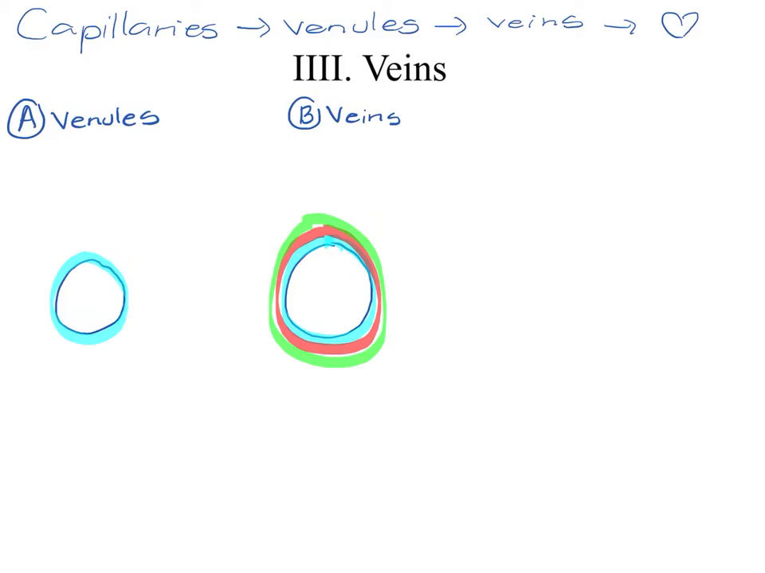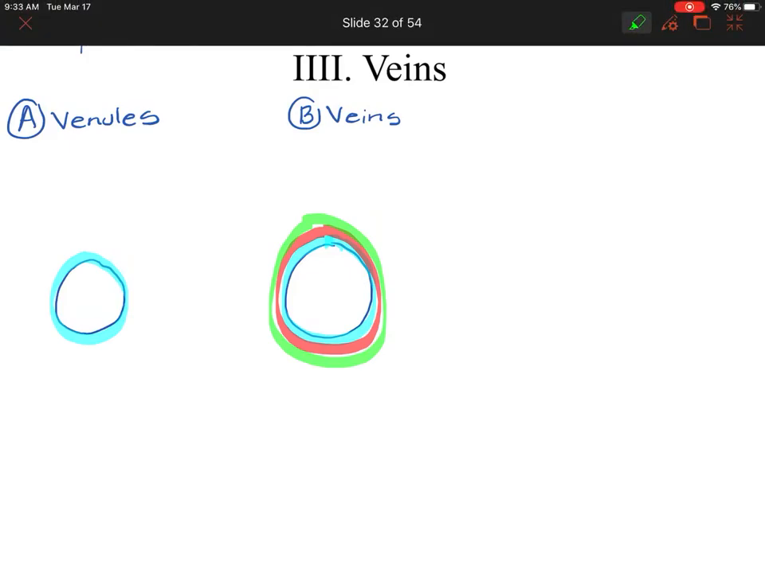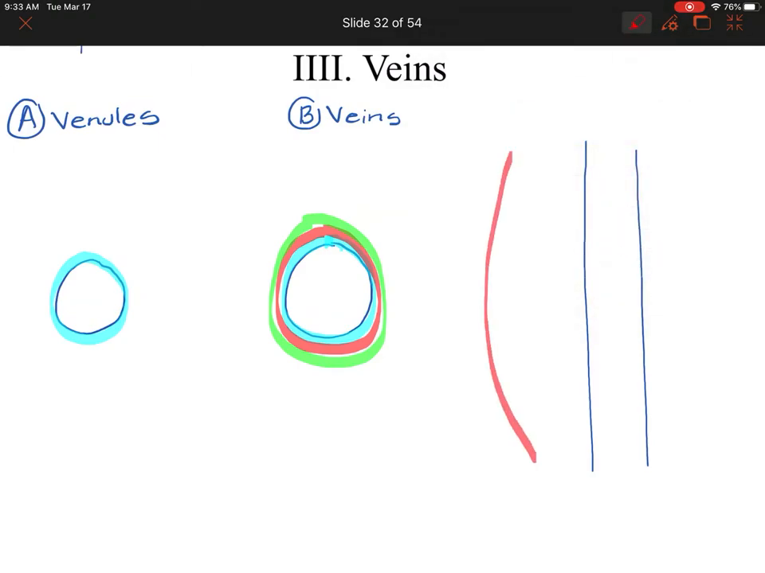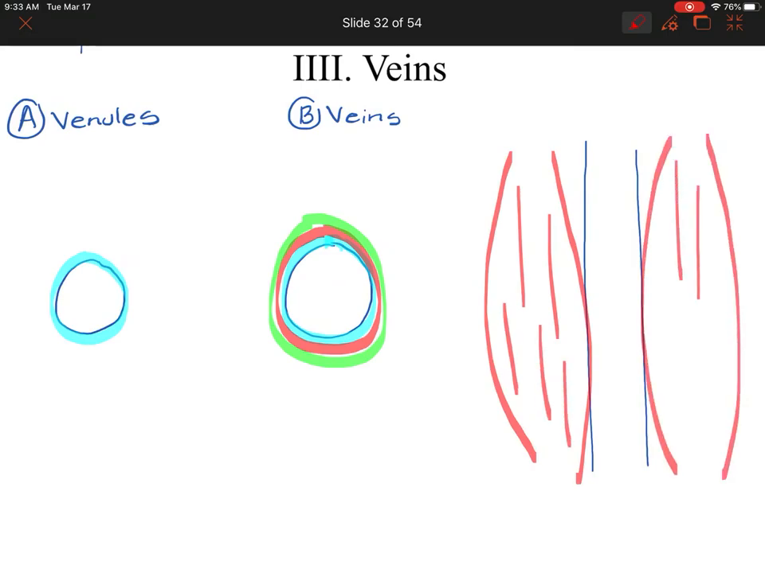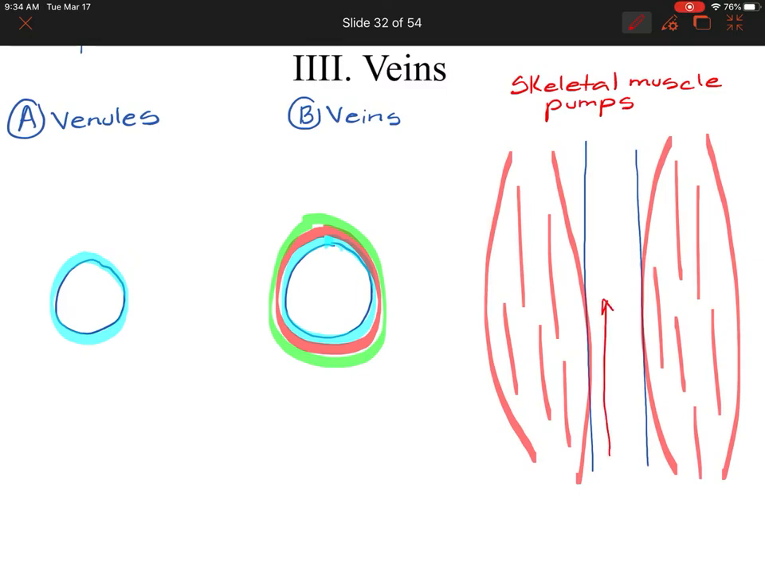So the last 2 differences are that veins have skeletal muscle pumps and valves. Here we have our vein in longitudinal section. First thing it has is skeletal muscle pumps. So you have skeletal muscles on either side of the vein, and these muscle pumps will squeeze to force blood through.